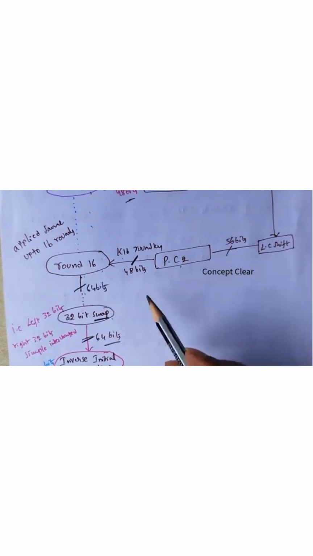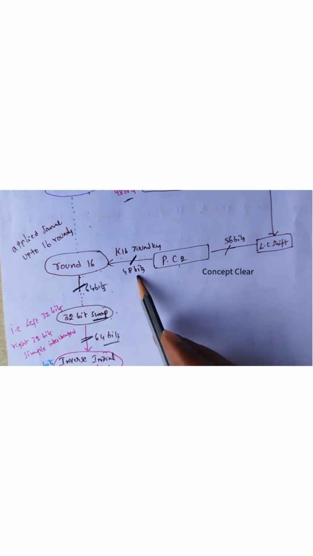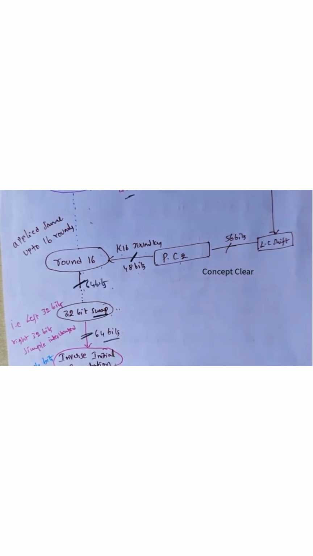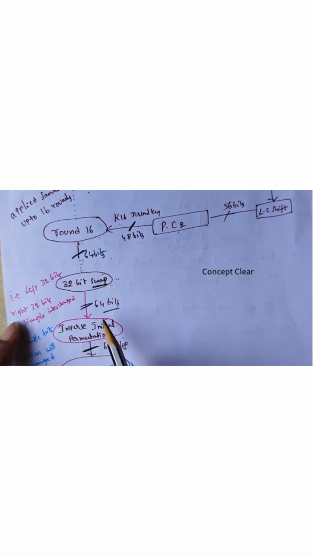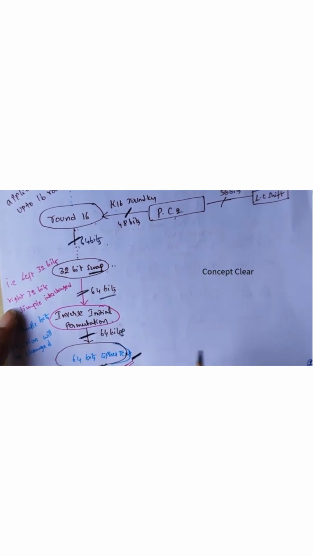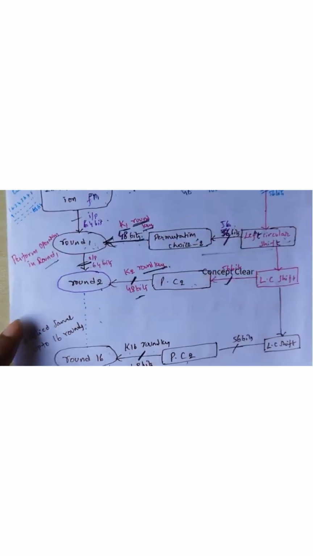After 16 rounds, the output of the 16th round is 64 bits with the help of the 48-bit key. The 32 bits will go through the swap operation, then the inverse initial permutation, giving 64 bits. What is the output of the inverse initial permutation? That 64 bits is the ciphertext. This is about the DES algorithm.